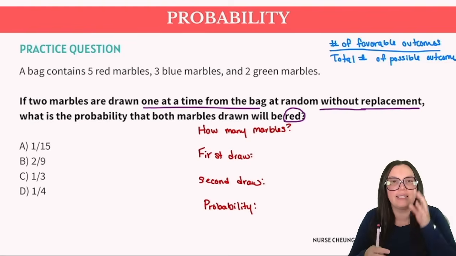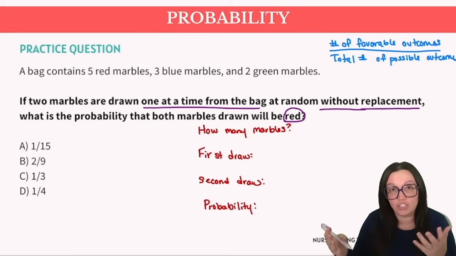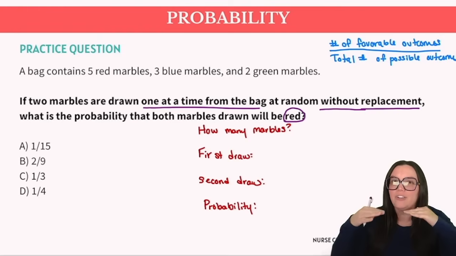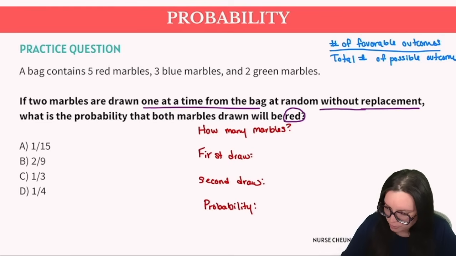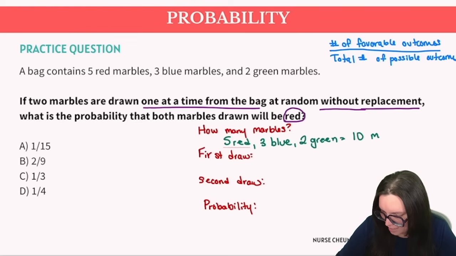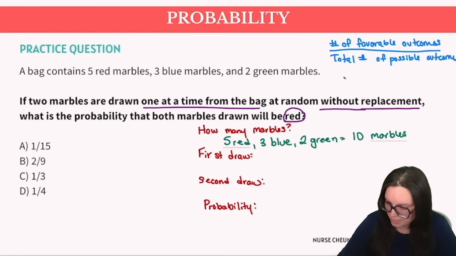So we start off by asking ourselves, how many marbles do we have? Because based on probability, our equation is going to be the number of favorable outcomes, that's our top number, our numerator, and underneath that it's going to be the total possible number of outcomes. So that's what we're going to figure out first, the total possible number of outcomes. We know that we have 5 red marbles, 3 blue marbles, and 2 green marbles. If we add all of these together, we have a total of 10 marbles. So the denominator of our equation is going to be 10, okay?